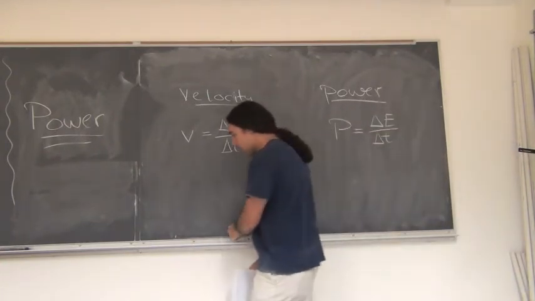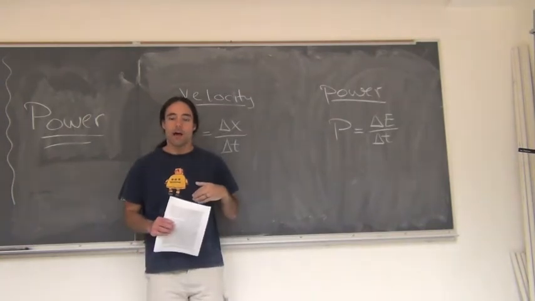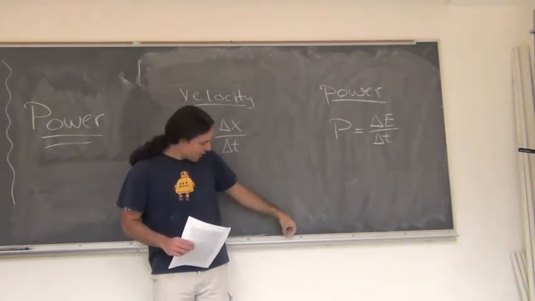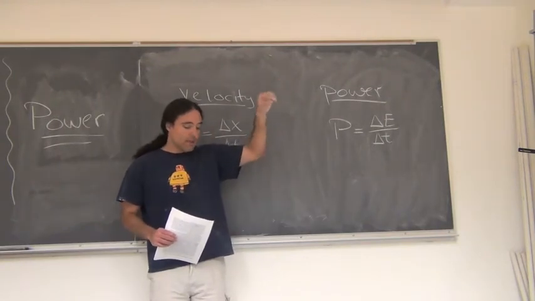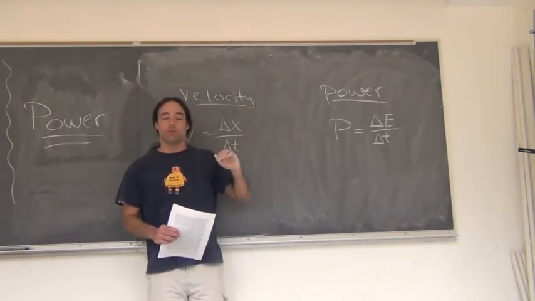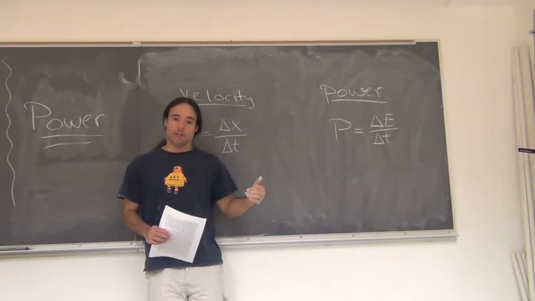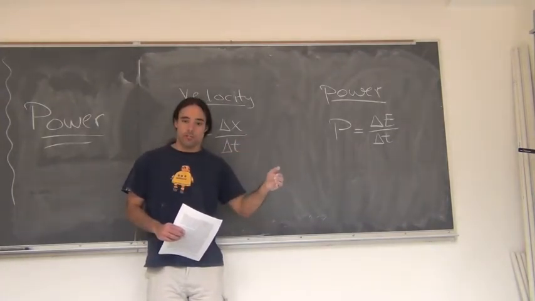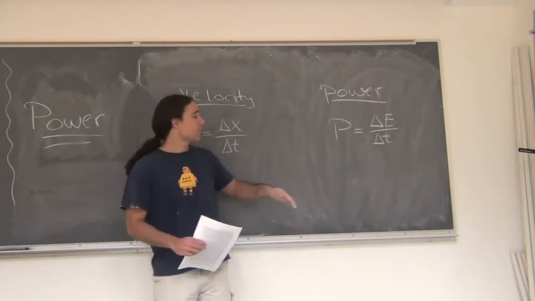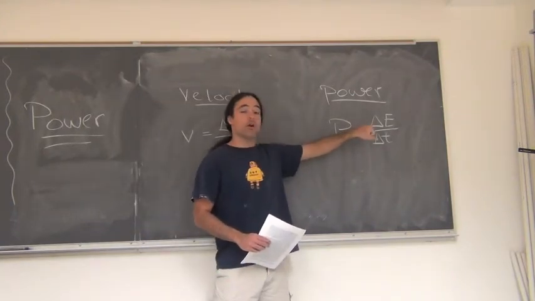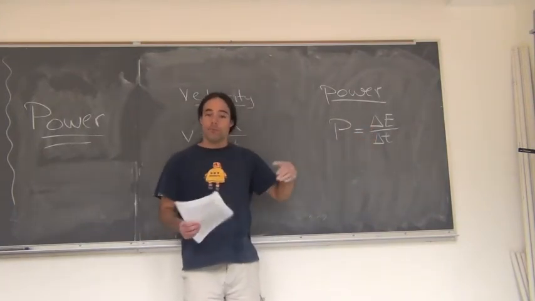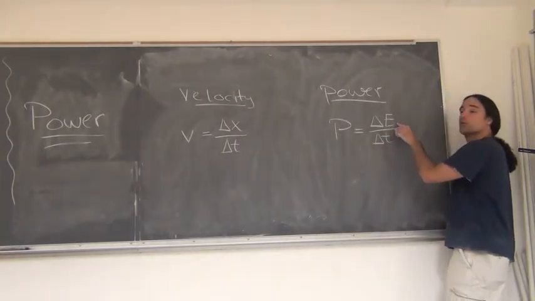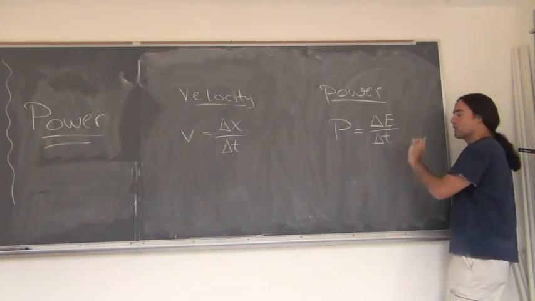So if I take this piece of chalk and I drop it, it is converting from gravitational potential energy to kinetic energy. Let's say you lose 10 joules of energy in every second, then your power would be 10 joules per second. That's what power is. It's fairly simple. It's the number of joules you waste every second, or change, it doesn't have to be wasted.